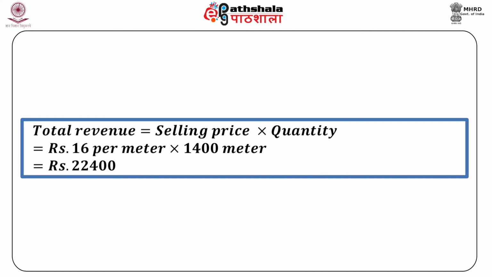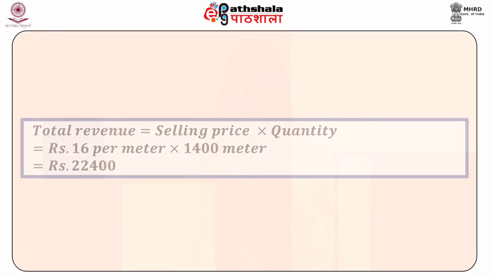So in this case, the firm will be earning a loss of rupees 1320 if it would be selling 1400 meters of cloth. This shows that if the firm tries to produce more than its break-even quantity, then it will earn profit, whereas if it produces less than the break-even quantity, it will incur loss.